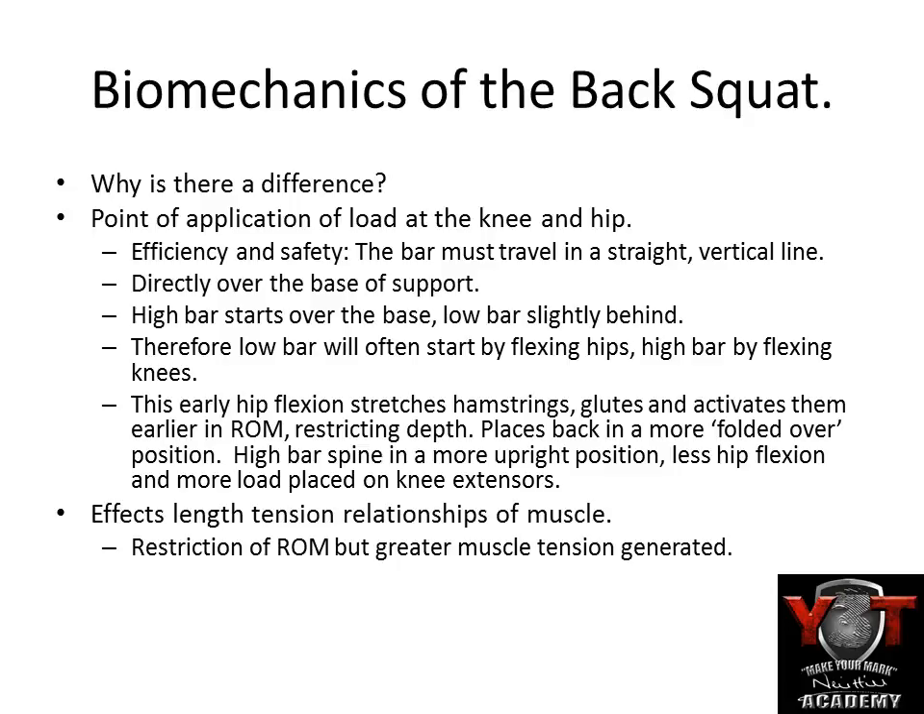And it actually places the back in a more folded over position. Whereas with the high bar, your spine is more upright, there's less hip flexion and more load placed in the knee extensors. And obviously, with the low bar, it affects the length-tension relationship of the muscle. So it restricts the range of motion, but there's greater muscle tension generated, so there's greater potential for force there as well.